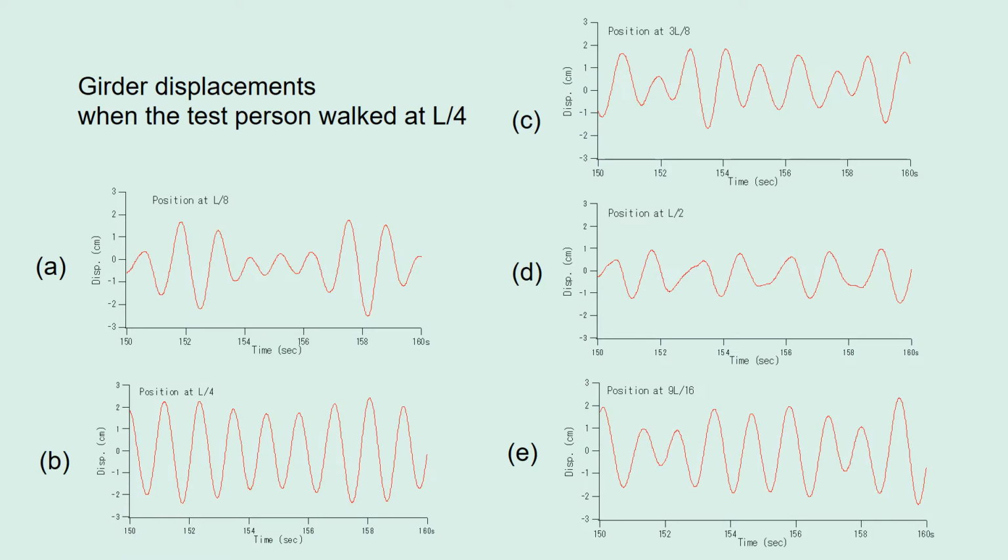These 5 figures show the girder lateral displacement at the measured positions when the test person walked at L/4, the quarter span position. B shows the data at the quarter position, which is a clear sinusoidal wave. Other data A, C, D, E at other positions also show periodical movements.